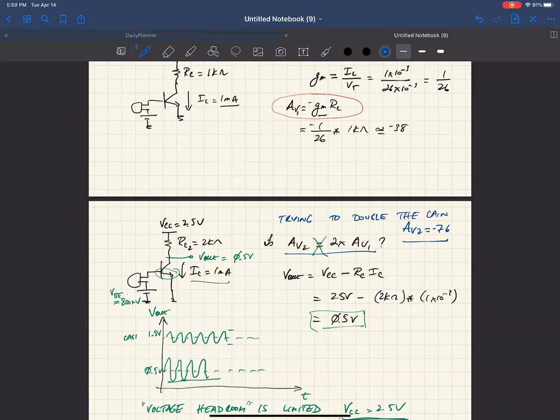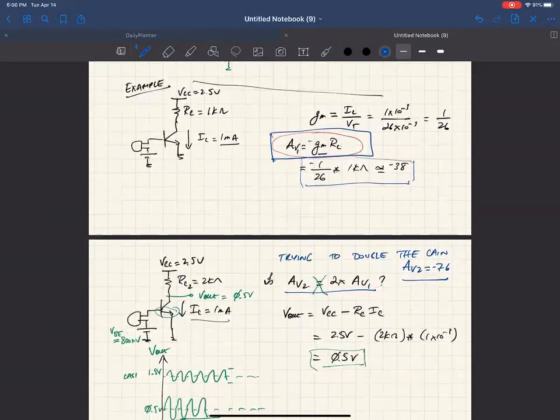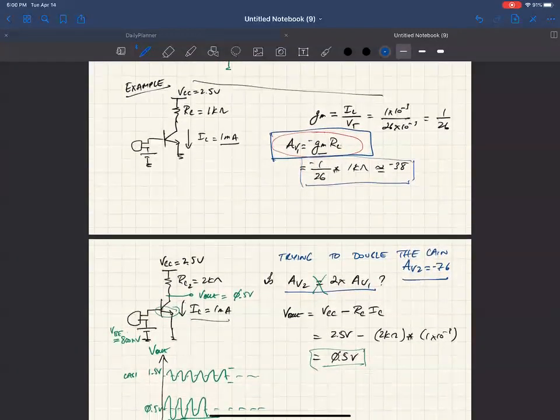And so this is the small signal gain. This small signal gain equation just implies that if you wanted to take this and get a small signal gain of minus 76, you could just double R sub C, just using this GM R sub C calculation. But what we have to make sure is that the transistor stays in bias.